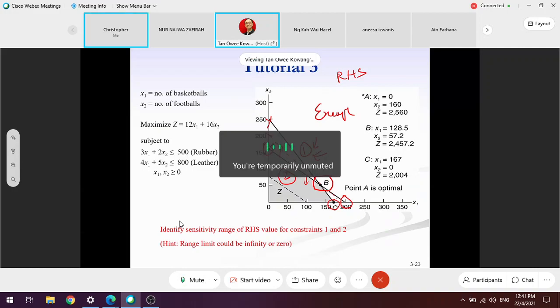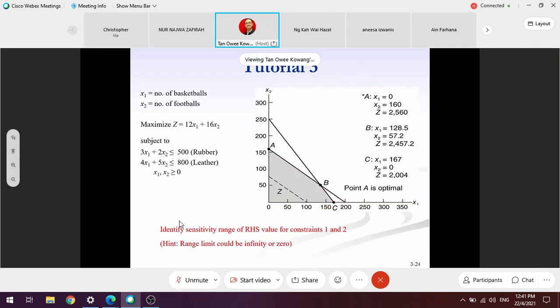Okay. Now, you look at this. This is the tutorial. The optimum point is x. What is the special thing? What is the right-hand side value? What is the sensitivity range for the right-hand side value? What is Q1? Q1 means the solution.